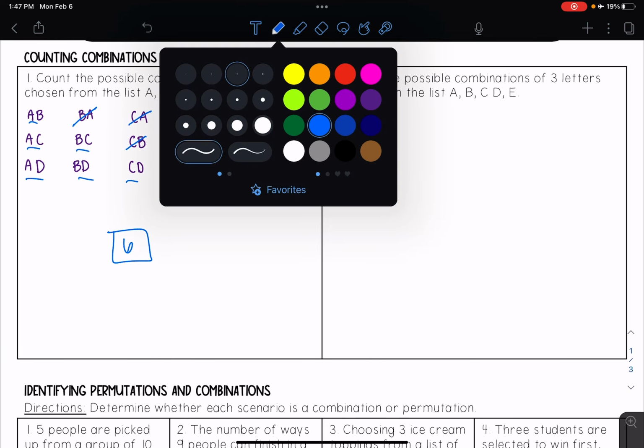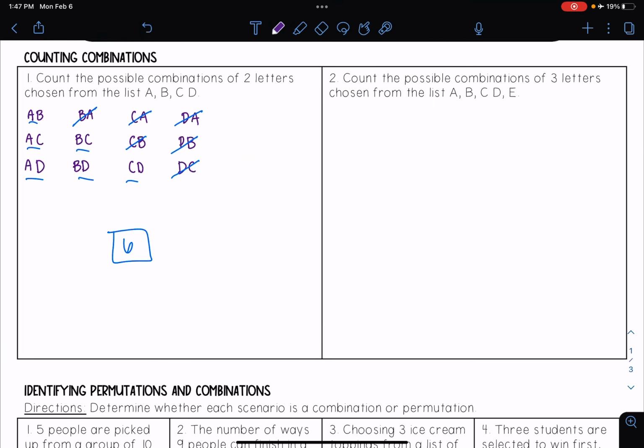Okay, let's try one more like that. So here I'm going to count the possible combinations of 3 letters chosen from the list A, B, C, D, and E. Okay, so this one is going to be quite a few more permutations. So this time I'm not going to go ahead and write out all the permutations because there are quite a few of them. So I'm just going to be conscious of letters I've already used.